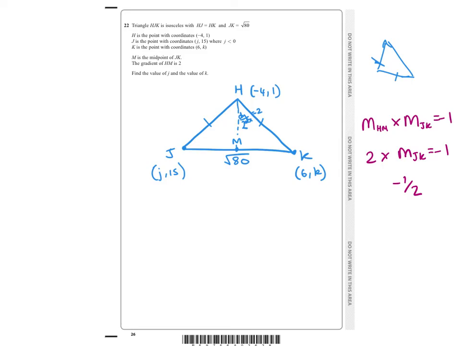So how do I find the gradient of 2 points? I'm going to do the difference in y over the difference in x. So I'm going to get k minus 15 over 6 minus j equals negative a half. Okay? So I know we have one equation so far.